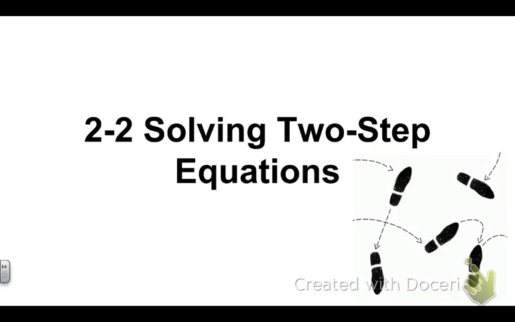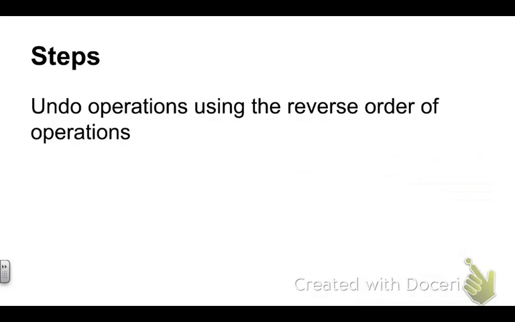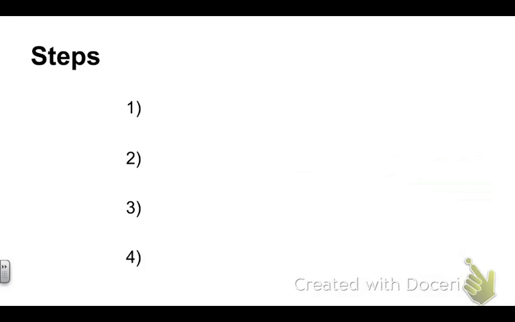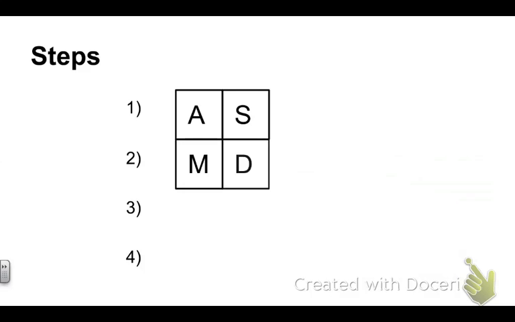Now I want to move on to solving two-step equations. So the steps for this, you need to undo operations using the reverse order of operations. So basically we're going to do the order of operations backwards. The first thing you're going to do is undo anything that's being added or subtracted. After that, you're going to get rid of anything being multiplied or divided.